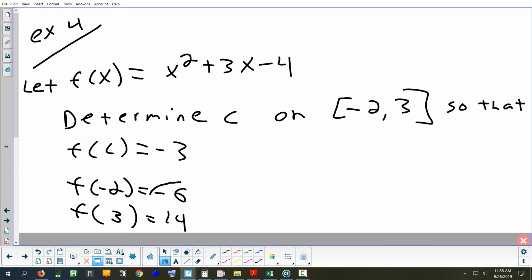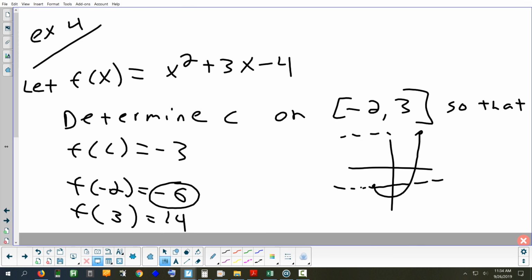I don't know if this is actually the lowest that it ever goes in this interval. Maybe the graph looks something like this, where it starts at -6, it goes lower, and then it ends up at 14. So we didn't even figure out all the values that it goes through, but we know that from -2 to +3, it'll definitely go through all the y values from -6 to 14. Maybe even a few more.